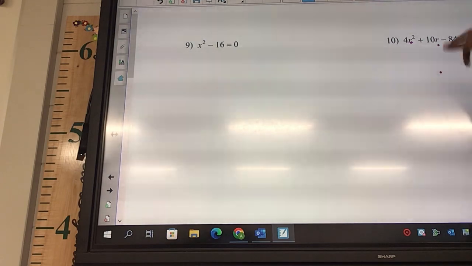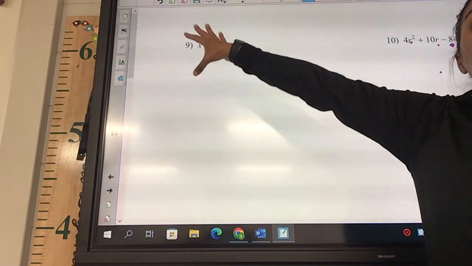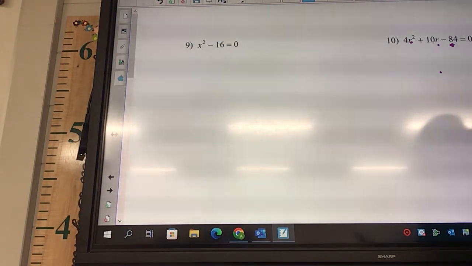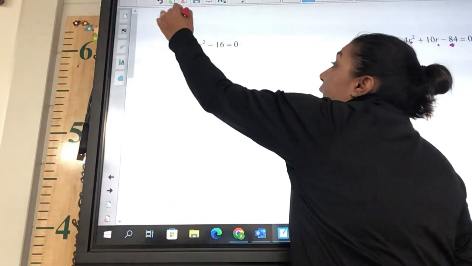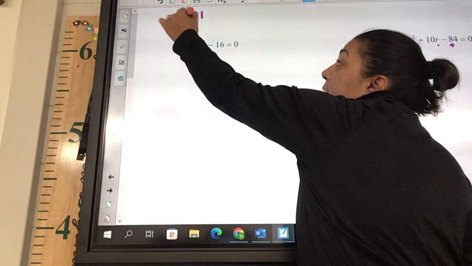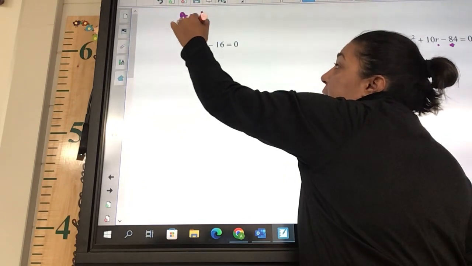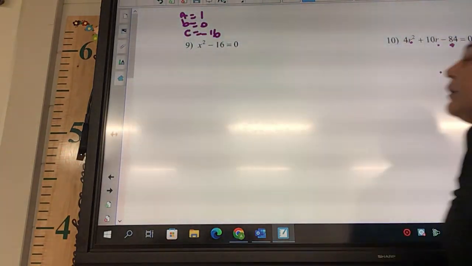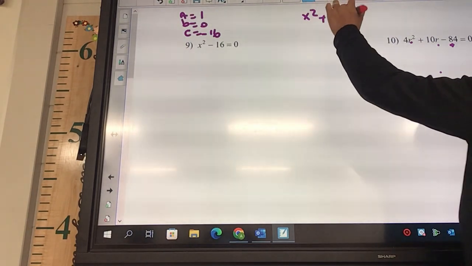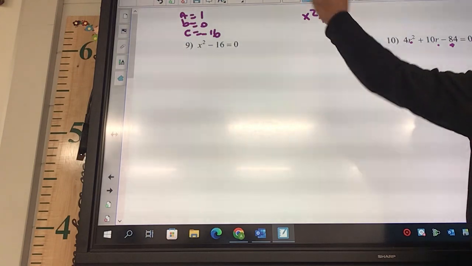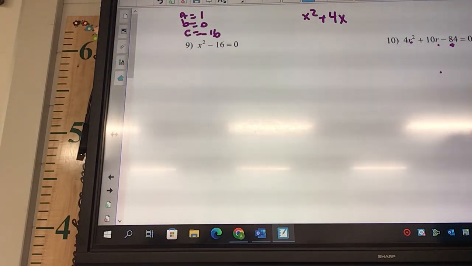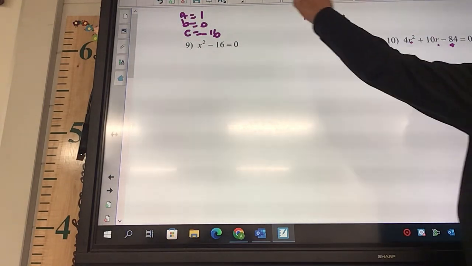So I'll ask you this. What is missing? A, B, or C? B. Okay, so if there is nothing of something there, it's a 0. So my A is really going to be what? 1. My B, because there's nothing there, is 0. And my C is negative 16. Okay, but if it looked like this, x squared plus 4x, not x, which one would be missing? C. So then my C would be 0. Okay, but the steps are just the same.